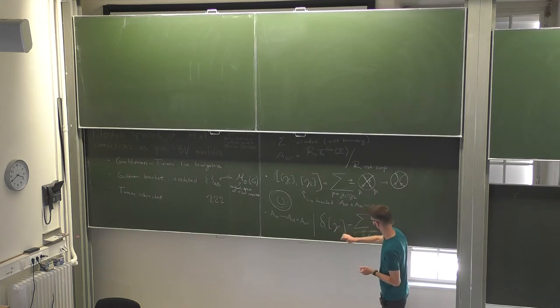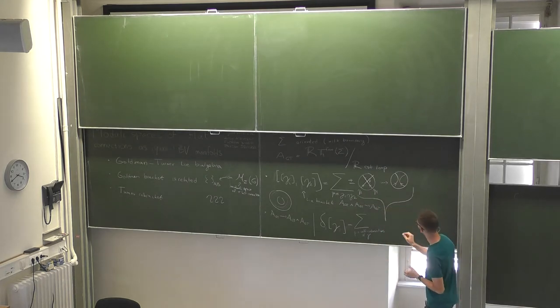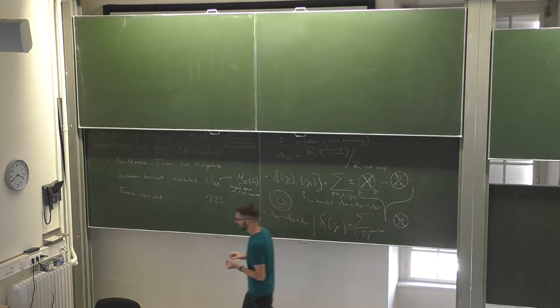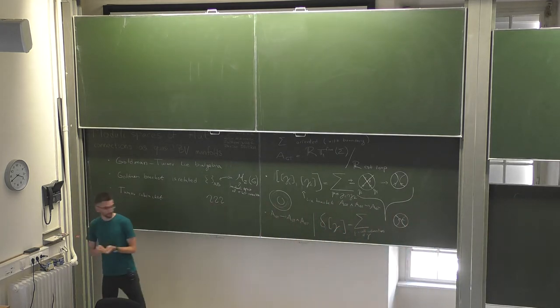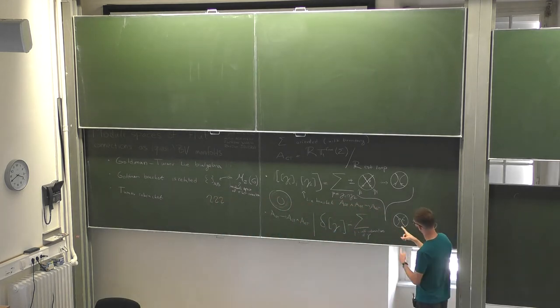Just call it gamma. And you do the same thing. I will not redraw it again. But maybe one point I can make here is that before the resolution, these arcs were connected like this.